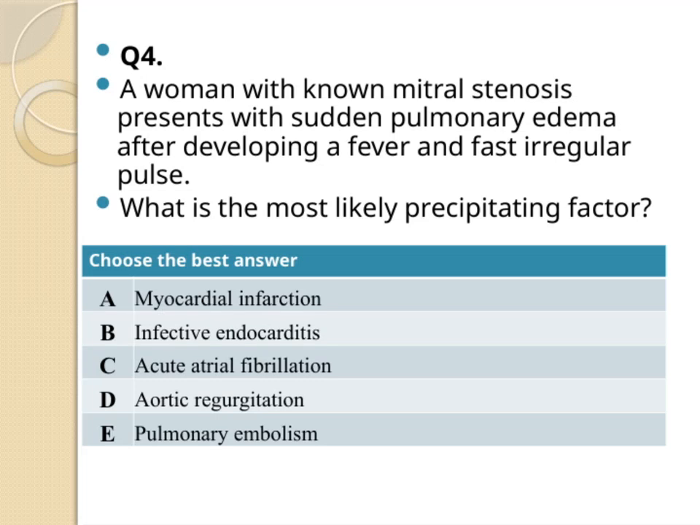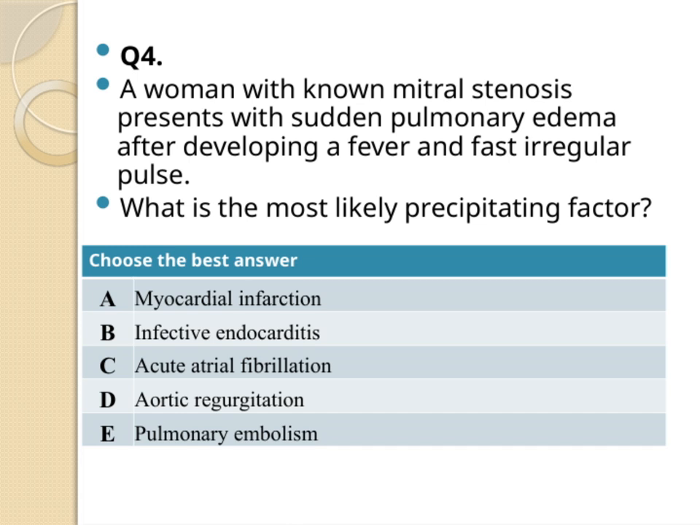All right, let's walk through this question carefully. We have a woman with known mitral stenosis who suddenly develops pulmonary edema, which is a sign of acute heart failure. She also has a fever and a fast, irregular pulse. These clues are quite important. Mitral stenosis causes a narrowing of the mitral valve, which impairs blood flow from the left atrium to the left ventricle. If she develops a sudden pulmonary edema, it suggests that her left atrial pressure has increased abruptly, leading to fluid backing up into the lungs.